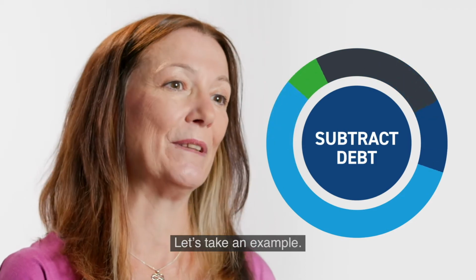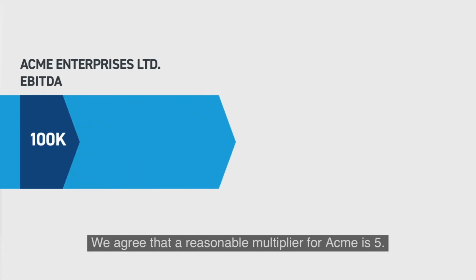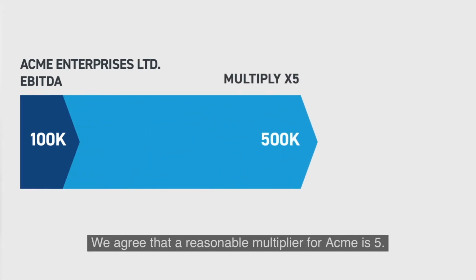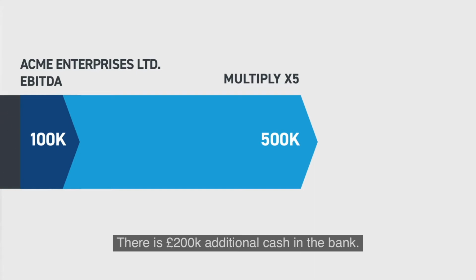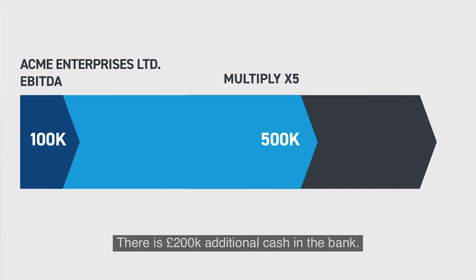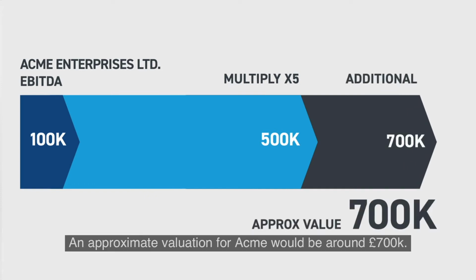Let's take an example. We calculate the EBITDA for Acme Enterprises Limited to be £100,000. We agree that a reasonable multiplier for Acme is 5. This gives us 500,000. There is 200,000 additional cash at the bank. An approximate valuation for Acme would be around £700,000. Of course, it is much more complicated than that.